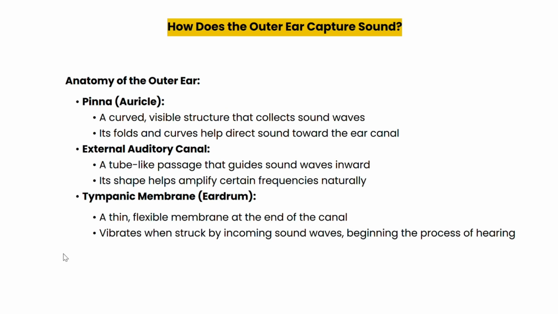So, how does your outer ear capture the sound? We will examine the outer ear now, the first component in our hearing system. The outer ear begins with the pinna or auricle, which is the visible part of your ear. Its unique curves are not just for looks, they play a crucial role in collecting sound waves and channeling them inward. These waves travel through the external auditory canal, a tube-like structure designed to naturally amplify specific frequencies.